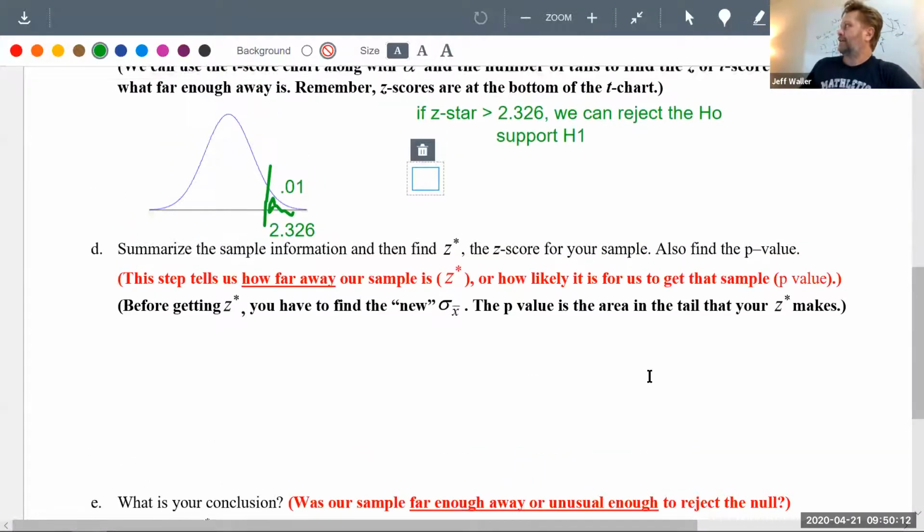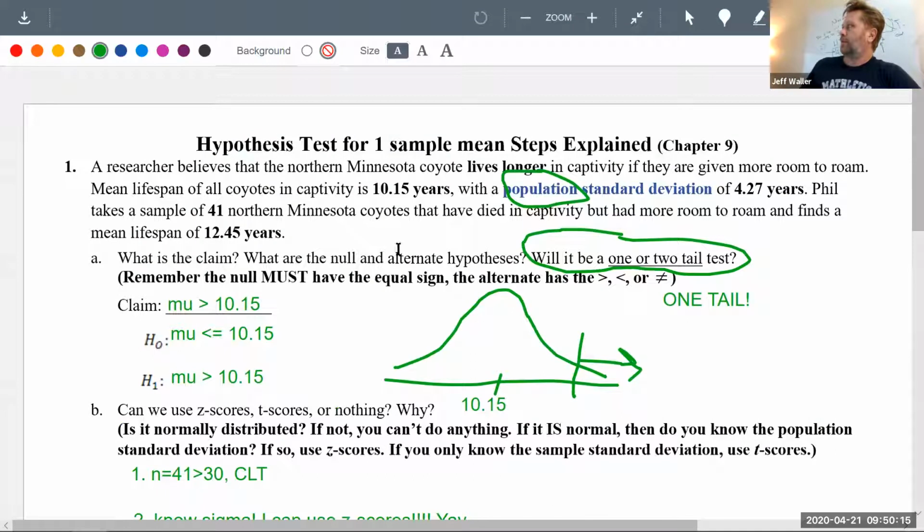Let me see. I don't know if everybody has this handout, but can you all see the sample information? Now you bring in the sample information. So for example, I know the sample mean is 12.45.